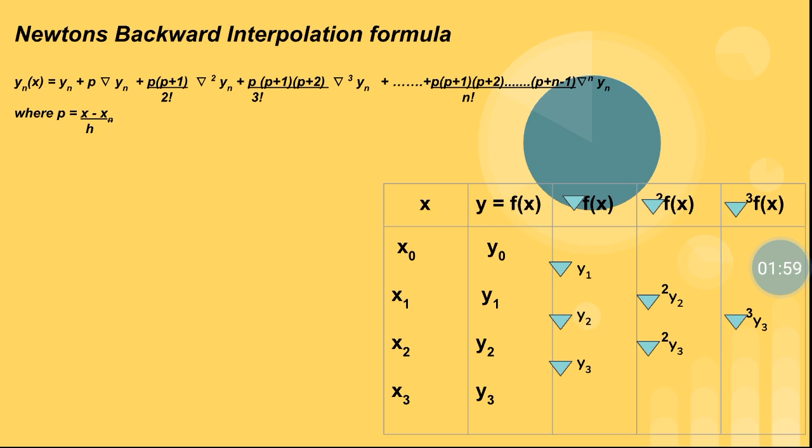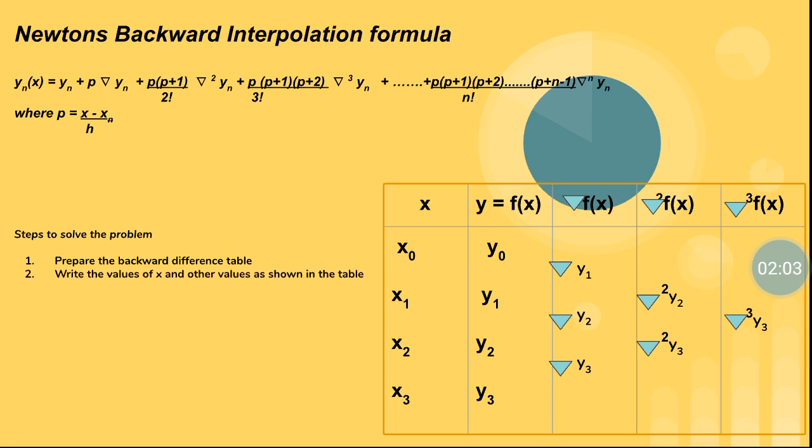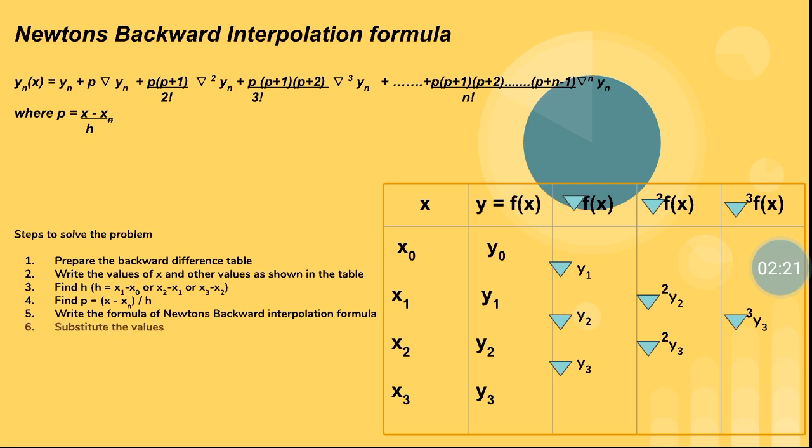Steps: first, construct the backward difference table, write all the values given in the table, find h and the value of p. P is x minus xn upon h. For forward, we had x minus x0 upon h. Here we have x minus xn upon h. Then write the formula for Newton's backward interpolation formula. Substitute all the values which we have in steps 2, 3 and 4 and come to the answer.